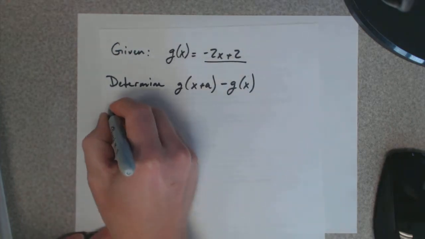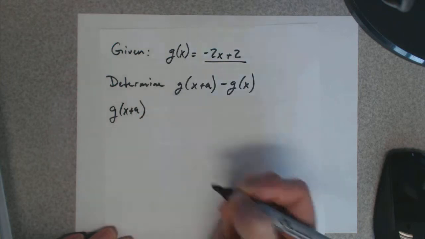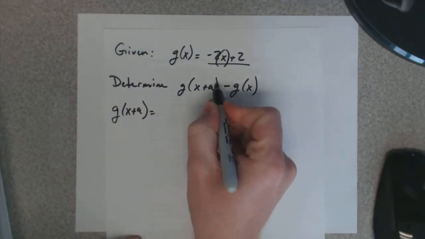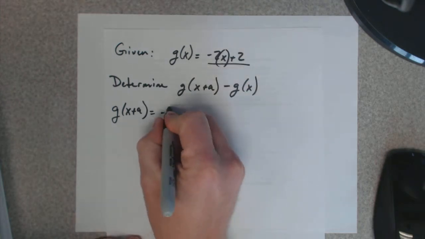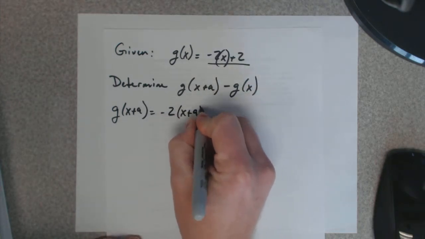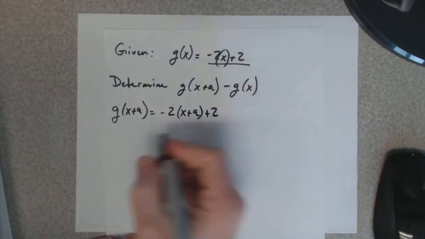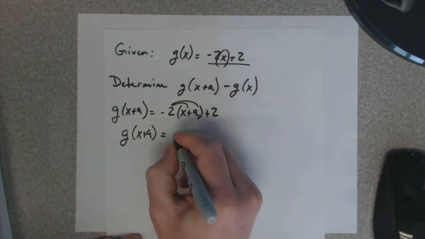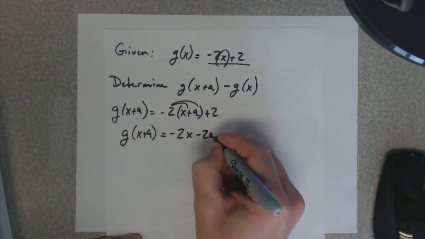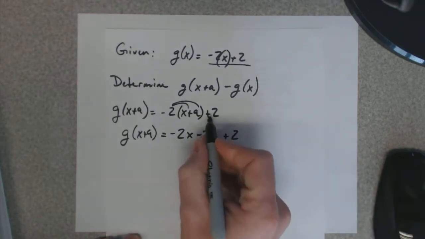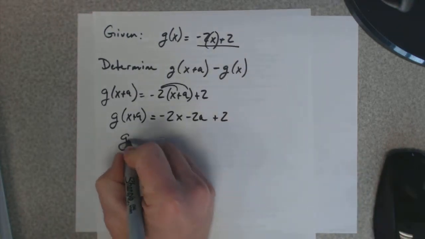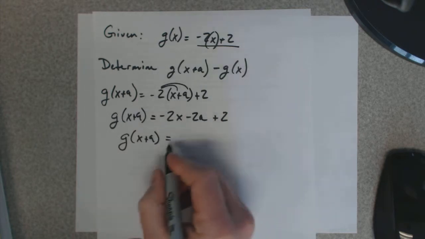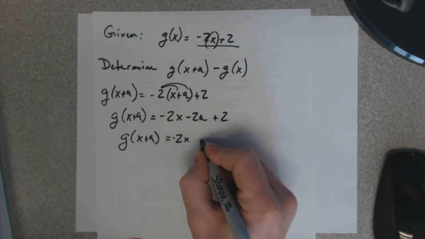Alright, so follow me here. Let's find g of x plus a. Everywhere there's an x, it turns into an x plus a. That x turns into an x plus a. Okay. So g of x plus a is equal to, we distribute our negative 2, negative 2x minus 2a. Okay, and then we get a plus 2 there. So g of x plus a is equal to, well, just that. There's nothing to go together. I'll rewrite it just for fun.